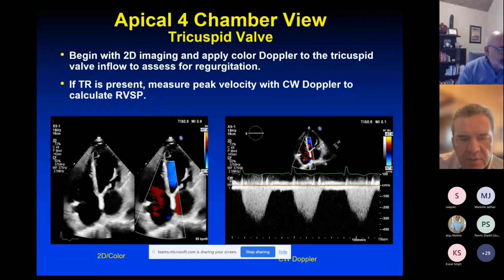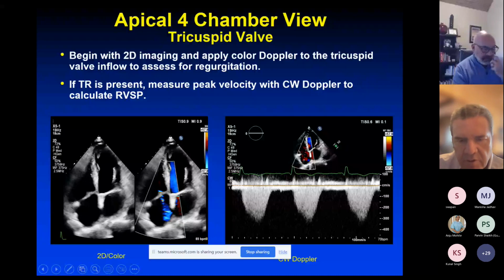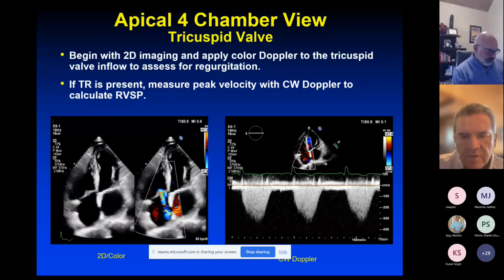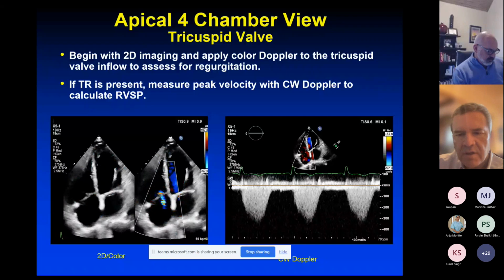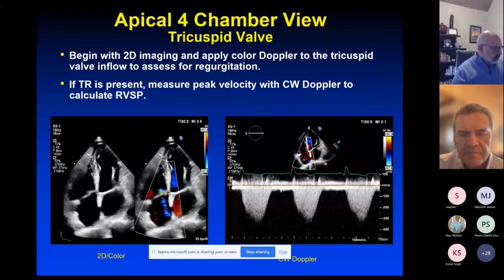And so also in the 4-chamber view, please also obtain a continuous wave Doppler assessment of tricuspid regurgitation. And that's shown on the image on the right, so that we can use the regurgitant jet velocity to estimate right ventricular systolic pressure.